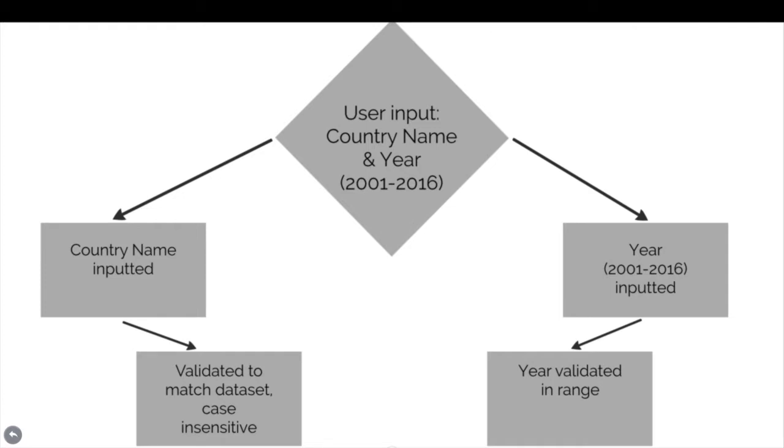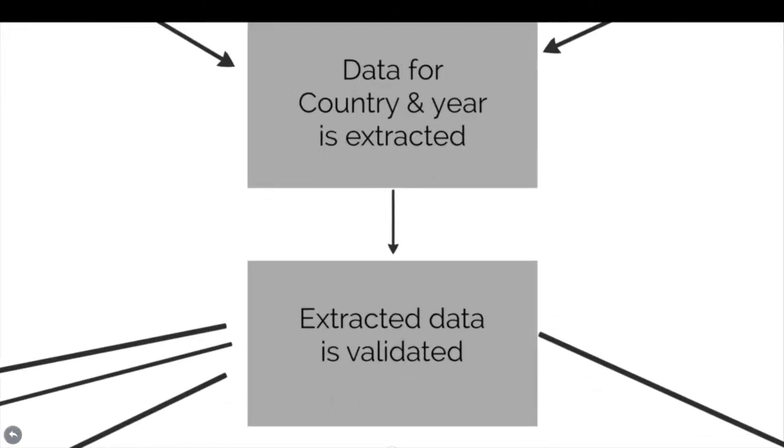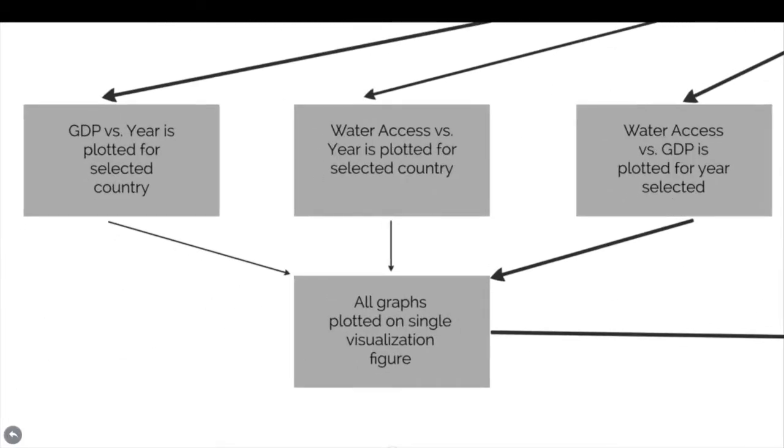After completing both data validations, we then extract the GDP and water access data for the given country and year. We then perform another validation check on the extracted data to see if the country has any data in there. If for some year there are missing data values, we then check to see how many there are missing. The user can then choose if they want to update the missing values with the correct values or proceed and ignore them.